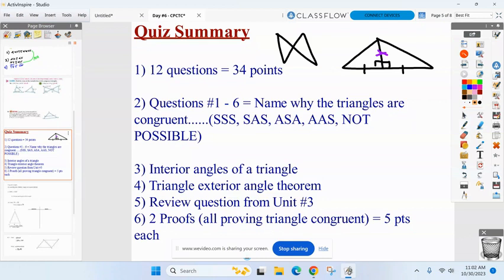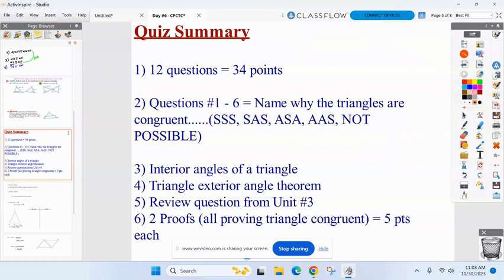And then not possible could be a way. Those are your only 4 options. If the angle's not in between, write not possible. Do not make up reasons. You only have 4 reasons. That's it. Please don't start making up new ones tomorrow.